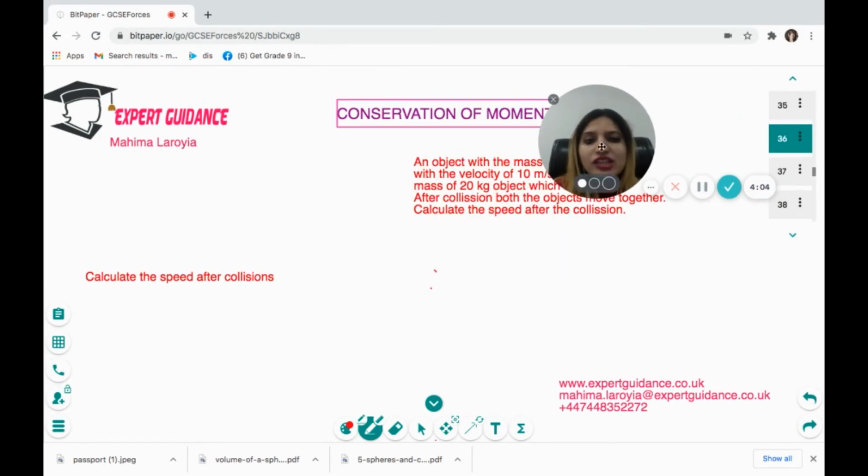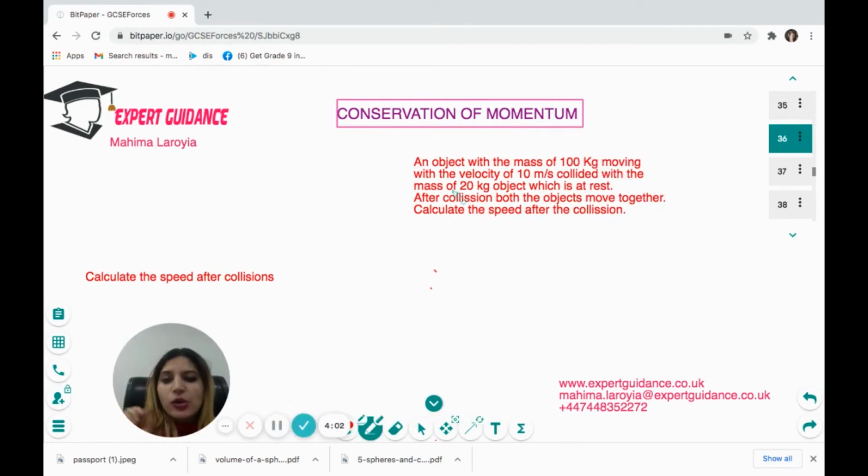Now, let's see how we can use that with an example. Here comes a question: there's an object of mass 100 kg which is moving with a speed of 10 meters per second, and it collides with another body of mass 20 kg that is at rest. After the collision, they start to move together, and you need to calculate the speed after the collision. So have a try at this question. Work out the momentum of both bodies before the collision. That should be equal to the momentum after the collision, and you can use that to work out the speed.